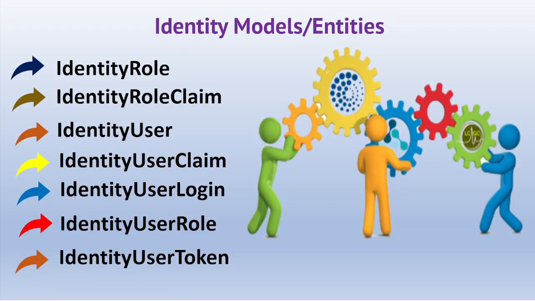We have actually seen the identity models and the entities, which include the identity role claim. And if you are keen, you'll be able to see that some of these identity models have their respective tables, and we have defined some of these tables that store the users, the user claims, the user tokens, and others, as we have seen. Then we have the identity stores.